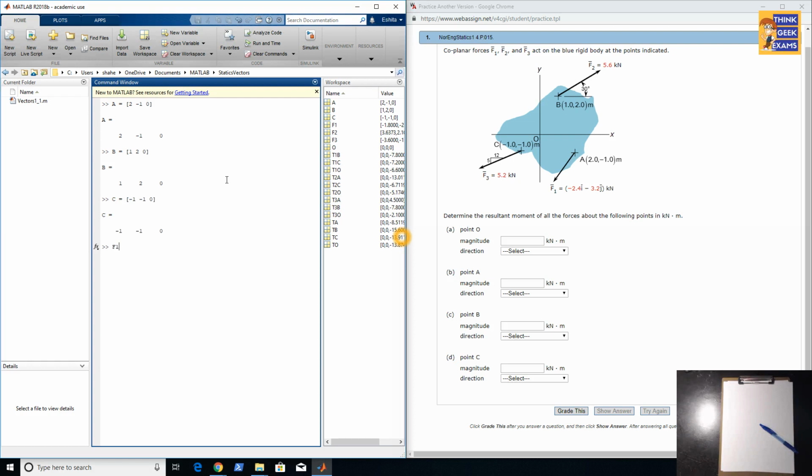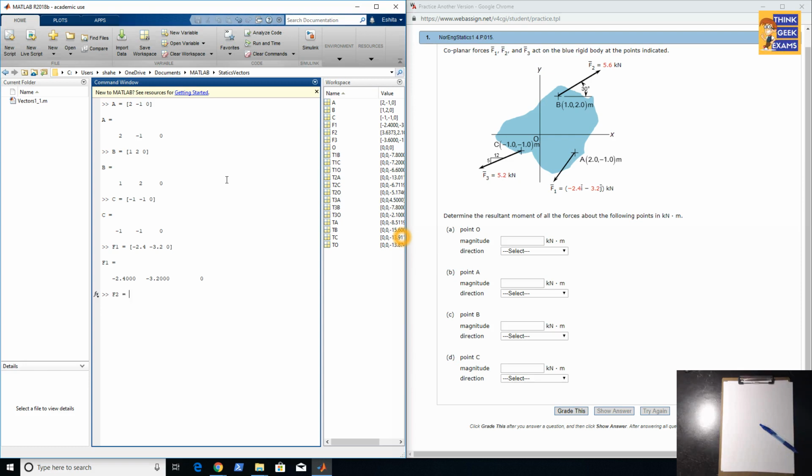Now we need F1. F1 is given straightforward in a Cartesian coordinate system in kilonewtons. And the answers are needed to be given in kilonewton meters, so I'm going to keep the calculation in kilonewtons. I'm not going to convert it into newtons by multiplying by 1,000. So this one is -2.4 kilonewtons in the I direction and -3.2 in the J direction and 0 in the K direction.